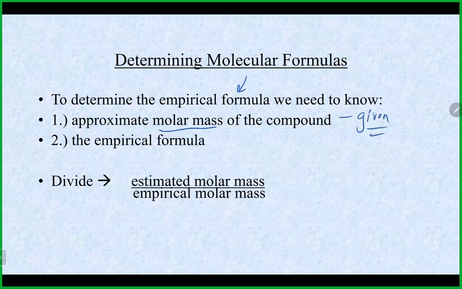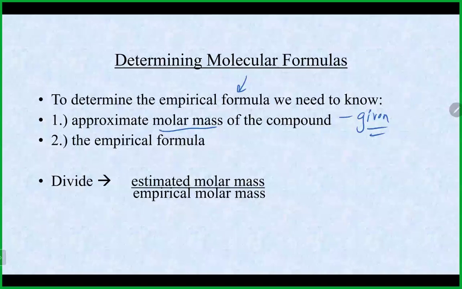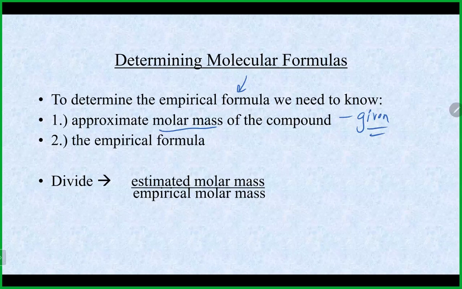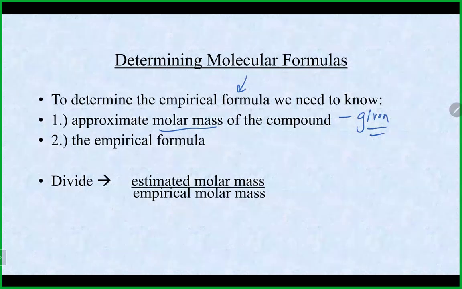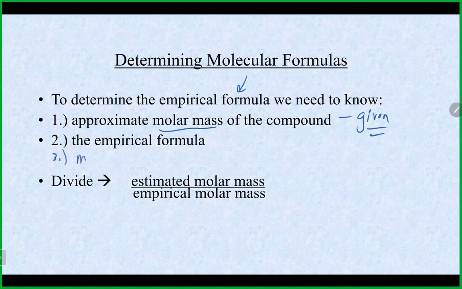Somewhere in the problem, they will say, hey, the molar mass of this compound is this number. They may also give you a range, like, hey, it's between 90 and 100 or something like that. If they do give you a range, you could use really any number in that range. You could use the high, the low, or the middle. And you will need to know the molar mass of the empirical formula. So you'll need the empirical formula and the molar mass of the empirical formula.